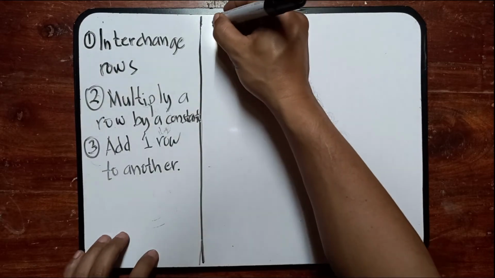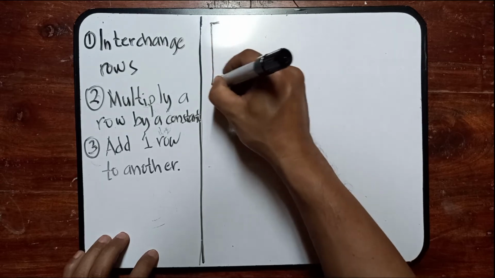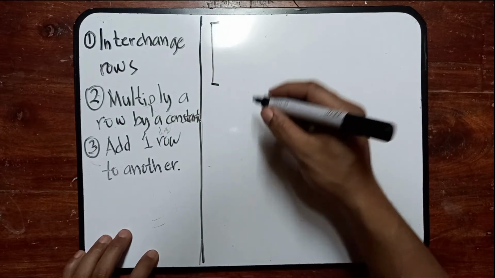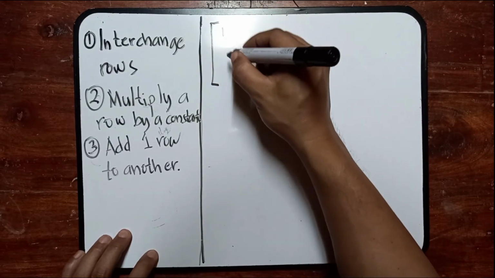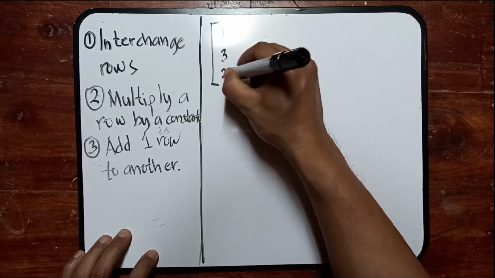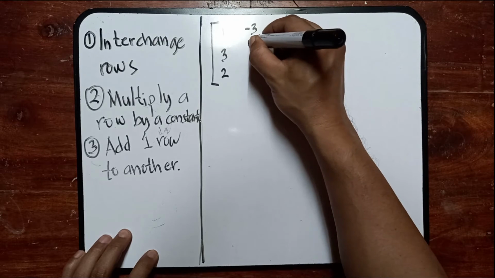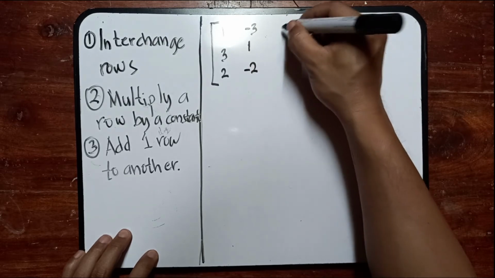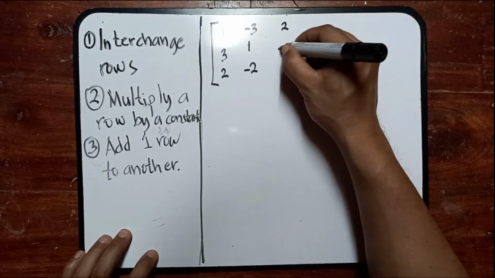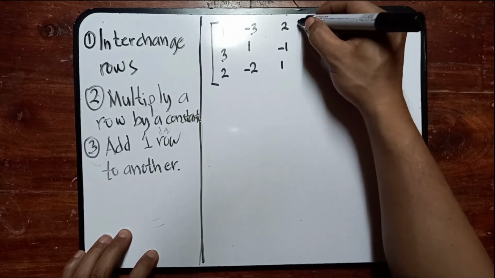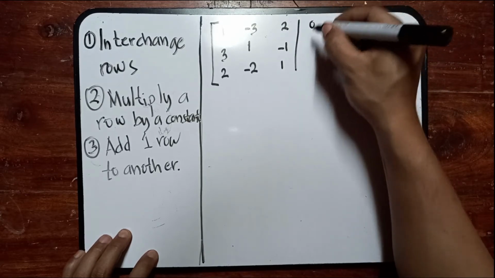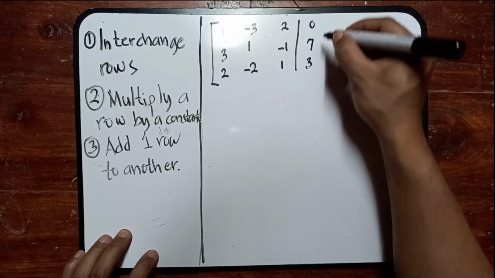So let's say this is the given. We have 1, 3, and 2. We have negative 3, 1, and negative 2. We have 2, negative 1, and 1. And then 0, 7, and 3.